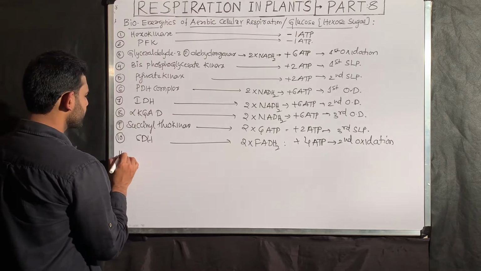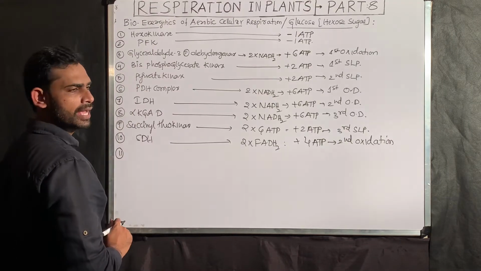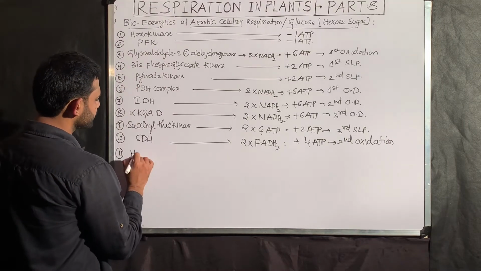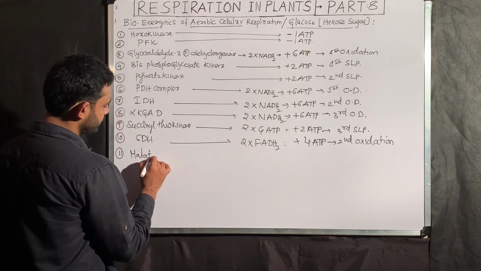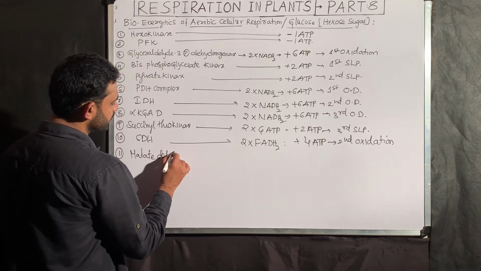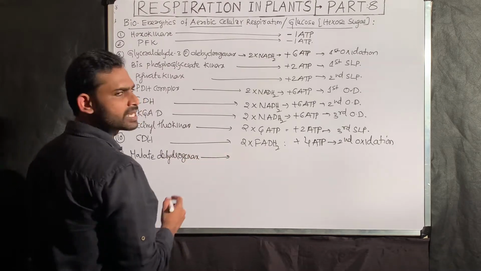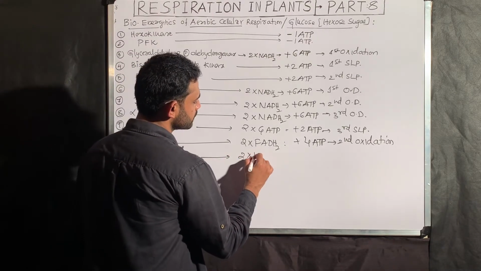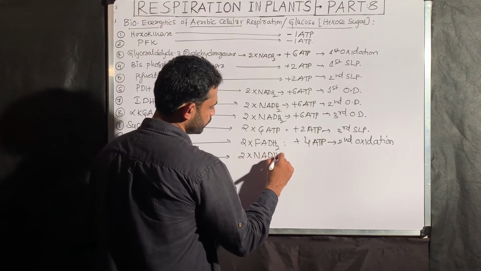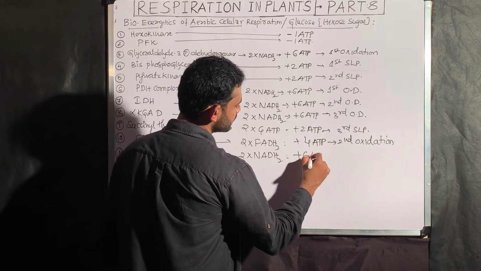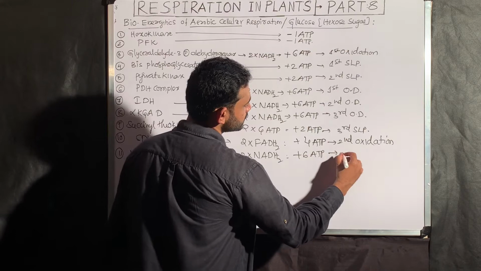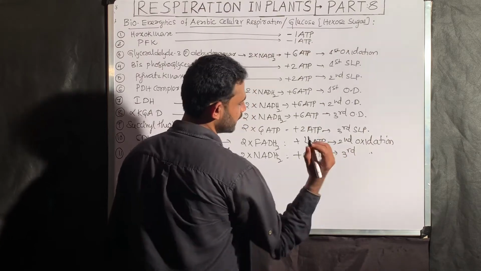The next one is mediated by the enzyme malate dehydrogenase. This malate dehydrogenase enzyme produces 2 NADH2. 2 NADH2 give plus 6 ATP. This is the third oxidation.